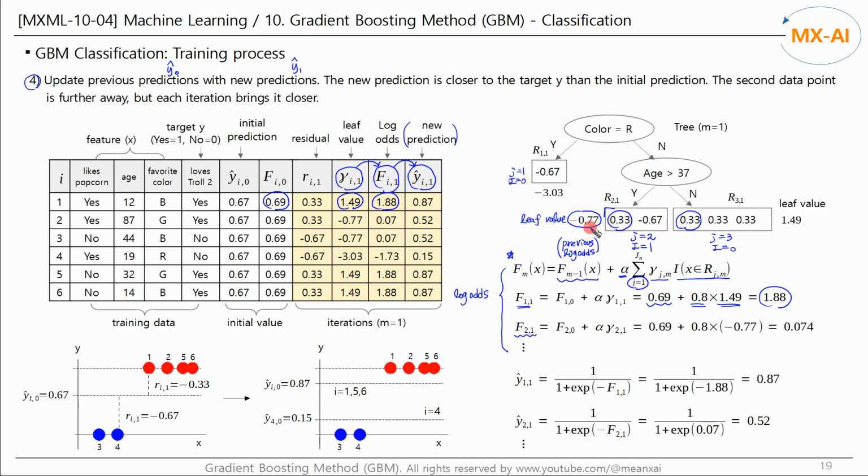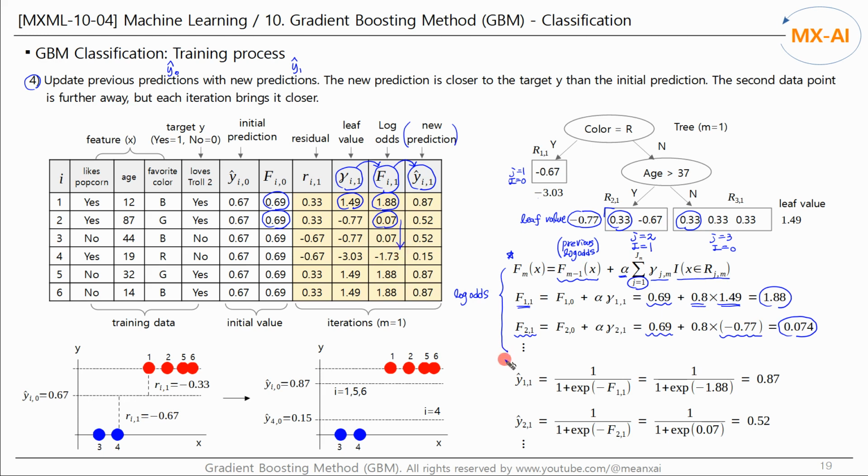For the second data point, since the log odds f of the previous round was also 0.69, and the gamma was -0.77, the new log odds is estimated to be 0.074. In this way, we estimate the new log odds for all data points.